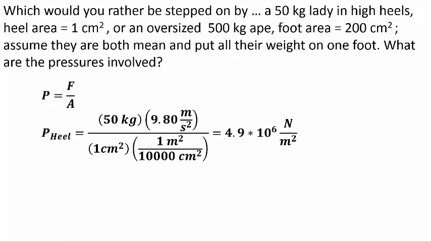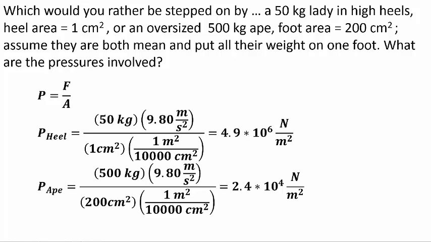Okay, what's my other option? My other option's an ape. That's about 500 kilograms of mass times gravity divided by 200 square centimeter area. It's not quite piercing. I don't think I'll die, but it's still going to hurt. I suppose I will be stepped on by an ape.